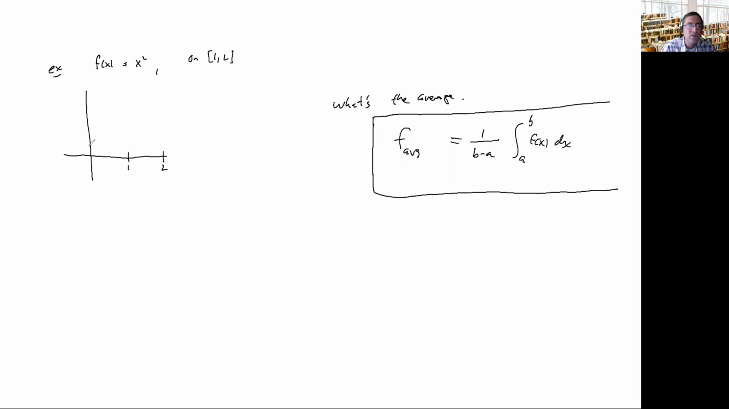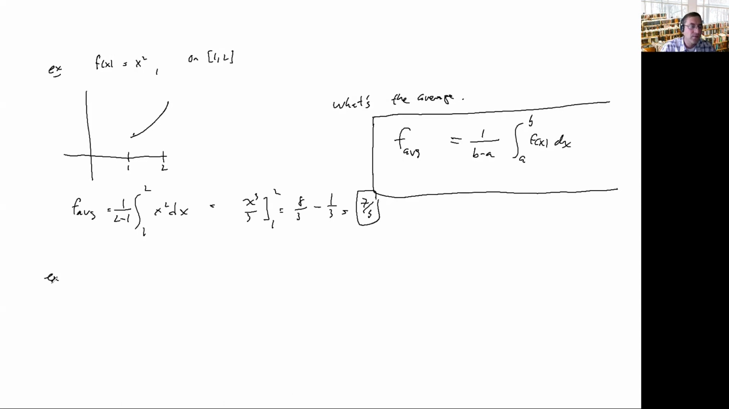So this is what the function looks like. It's part of a parabola. So f average is the integral of x squared dx times 1 over 2 minus 1, and the integral is from 1 to 2. And so it's 1 over 2 minus 1, which is 1, times x cubed over 3 from 1 to 2, which is 8/3 minus 1/3, which is 7/3.